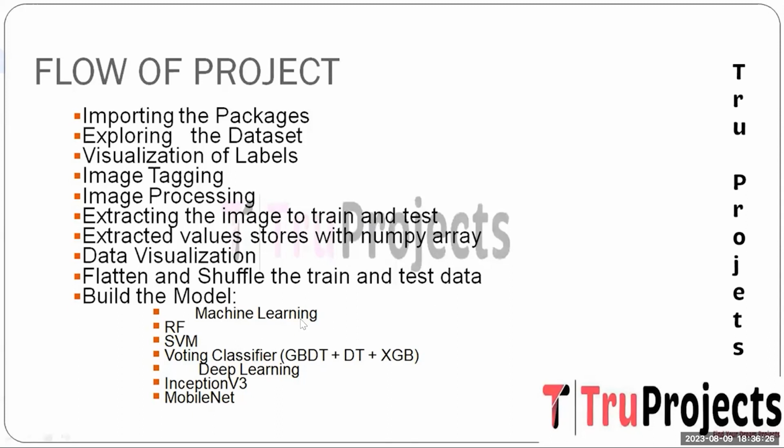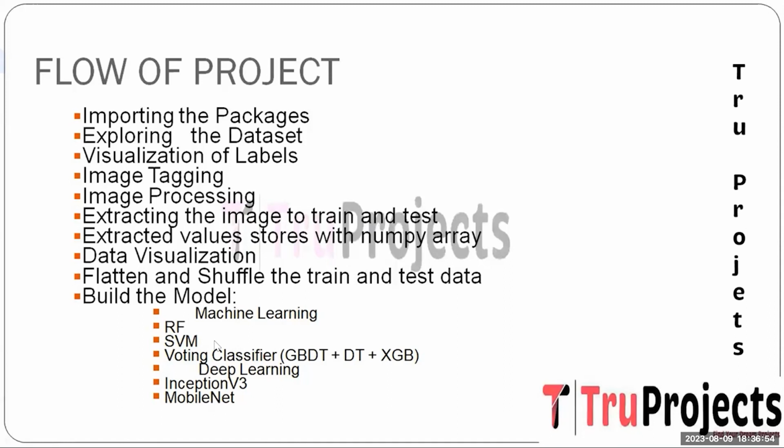And the next one is building the model. Here various models are built with machine learning and deep learning. For machine learning, the first model is RF. It stands for Random Forest, a machine learning ensemble method that constructs a multitude of decision trees during training and outputs the mode of the classes of the individual trees. It is known for its robustness against overfitting and its ability to handle high-dimensional data effectively.